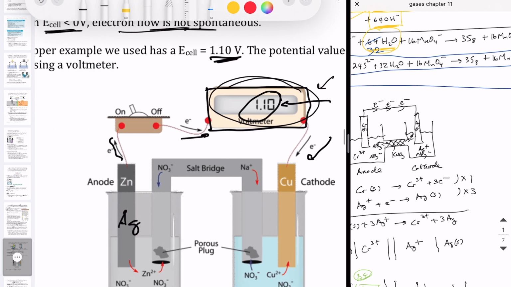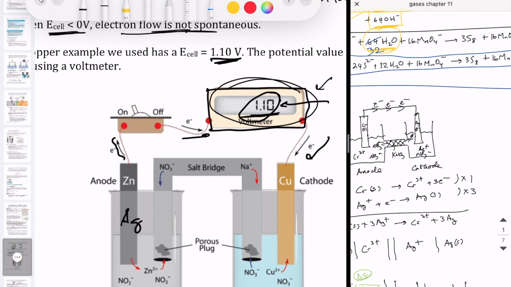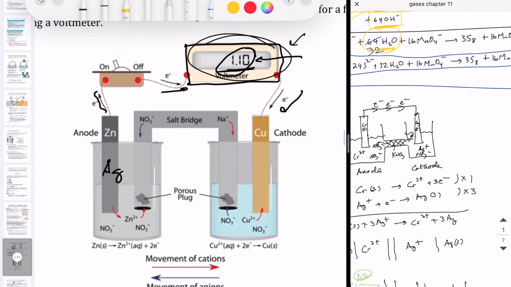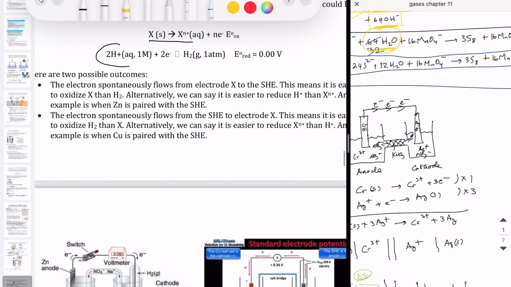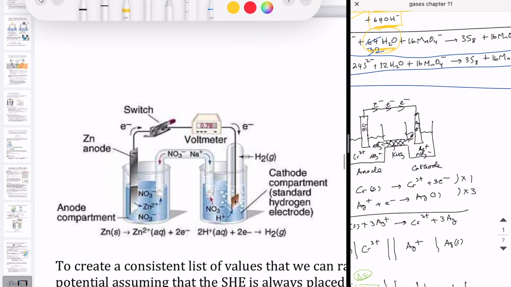Okay, so again, replacing one of these with the standard hydrogen electrode, whatever voltage shows up there should be the potential corresponding to that other electrode that I'm pairing up with the standard hydrogen electrode, right? So hopefully that makes sense. So here are two examples, one with the zinc and the other one with the copper.